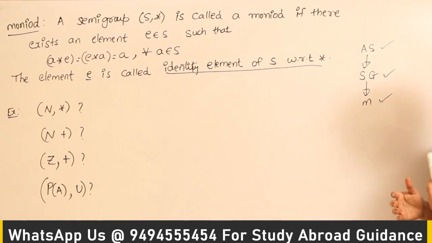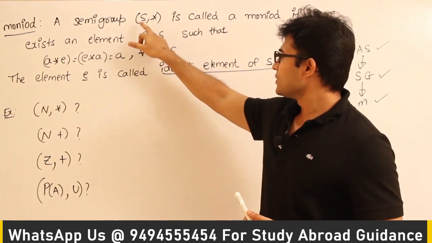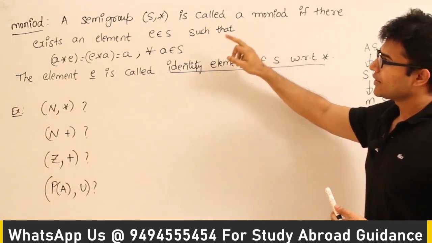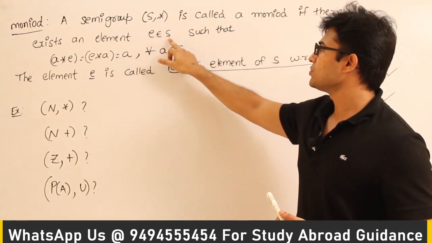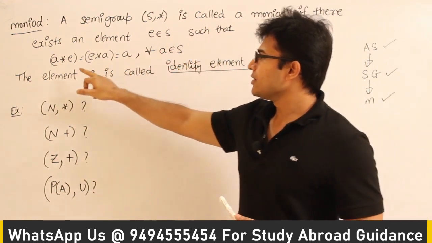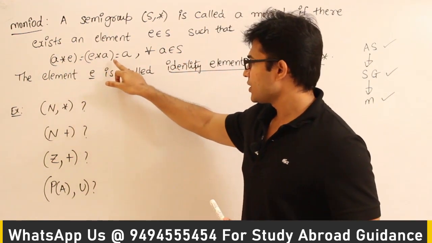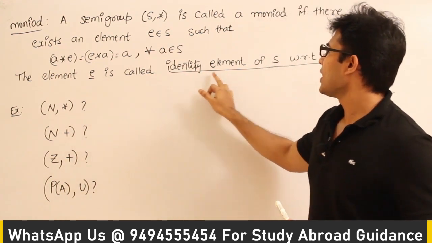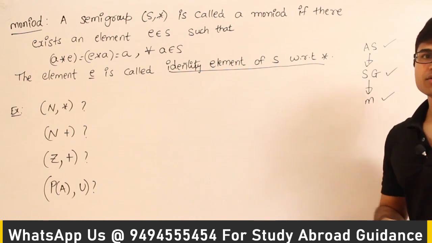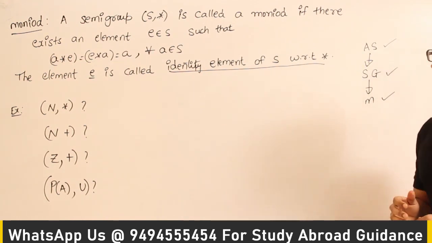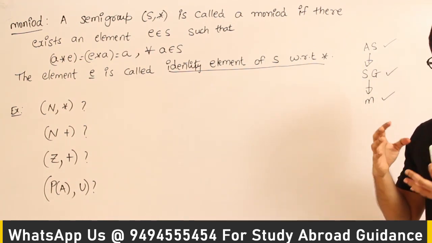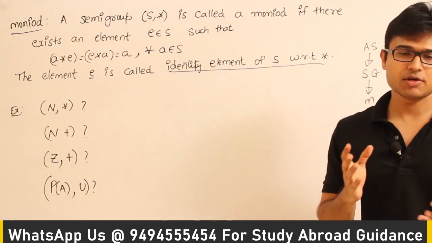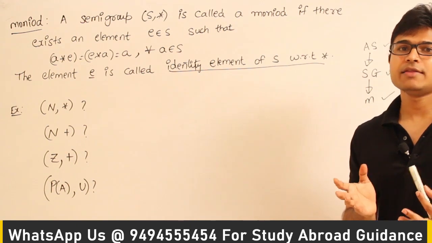So what is identity element? See this, a semi-group (S, *) is called a monoid if there exists an element e belongs to S such that a * e = e * a = a for all a belongs to S. The element e is called identity element of S with respect to *. So the meaning of this is, if you already have a semi-group and with respect to that operator whatever you have defined, you are able to find an identity element.